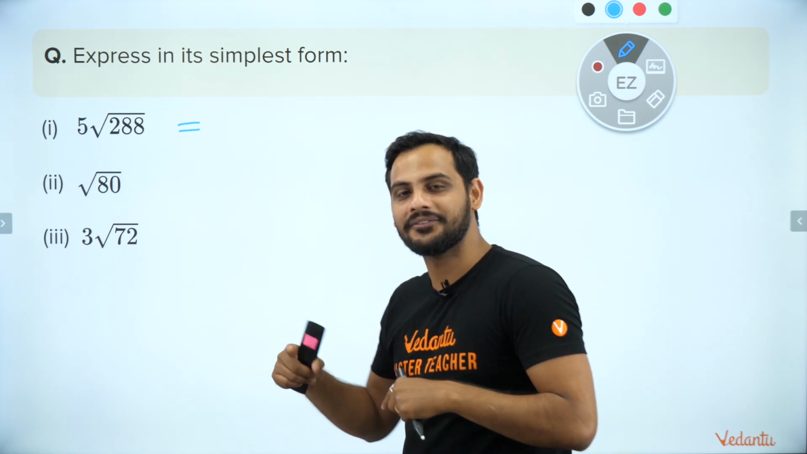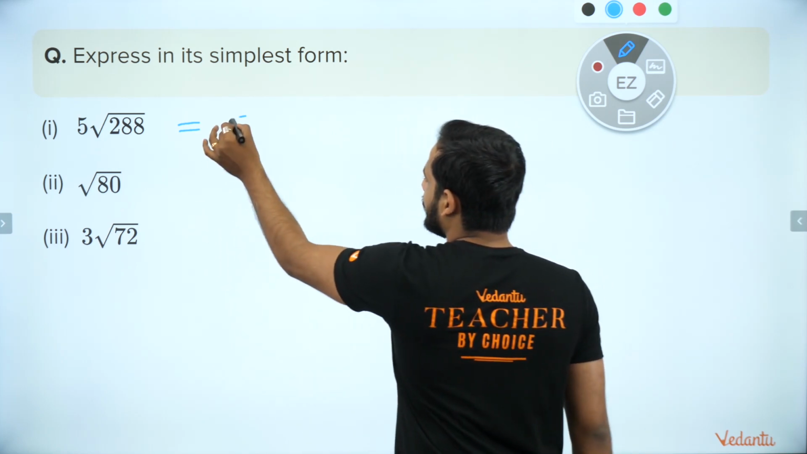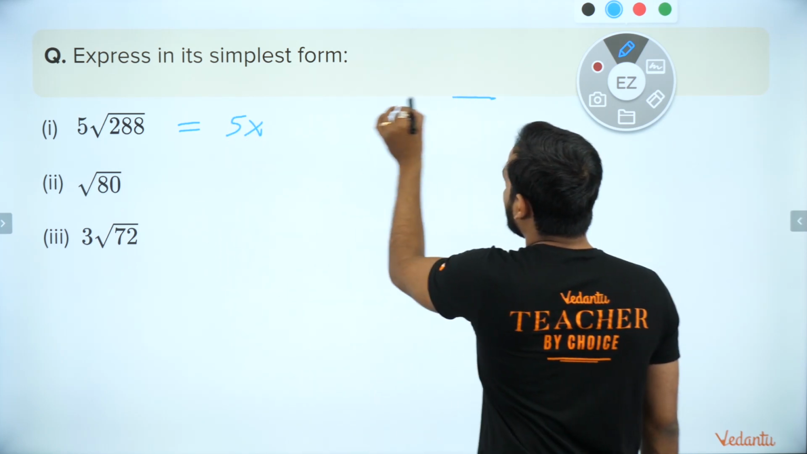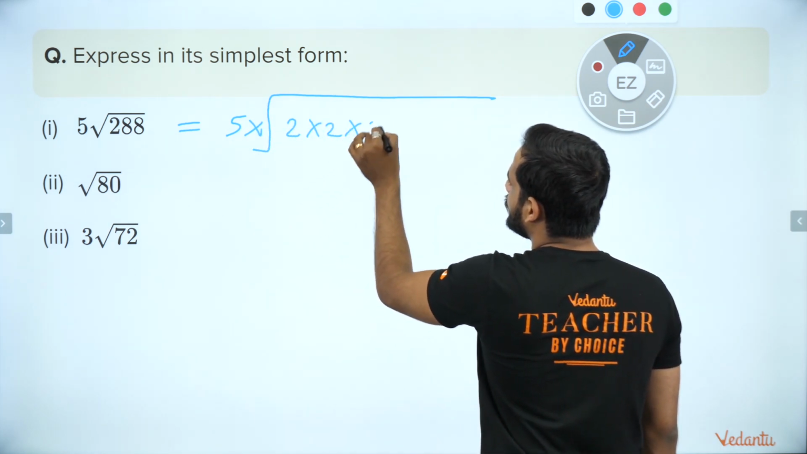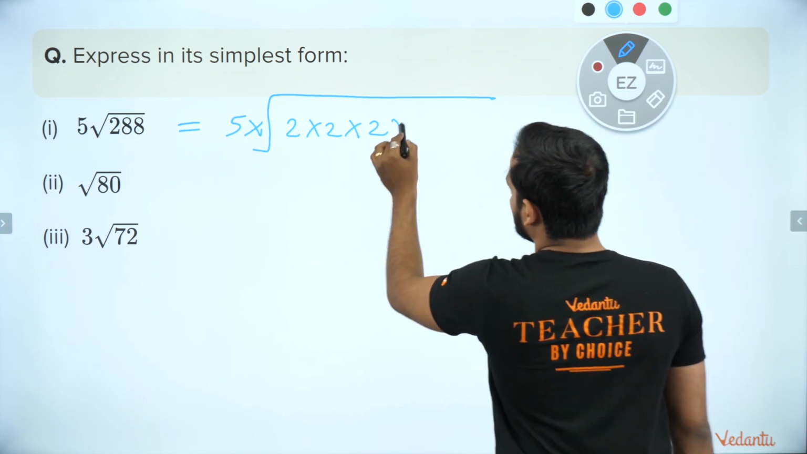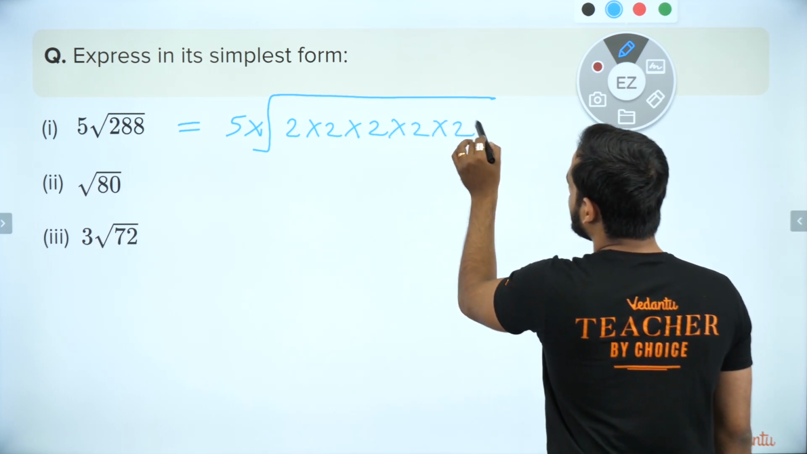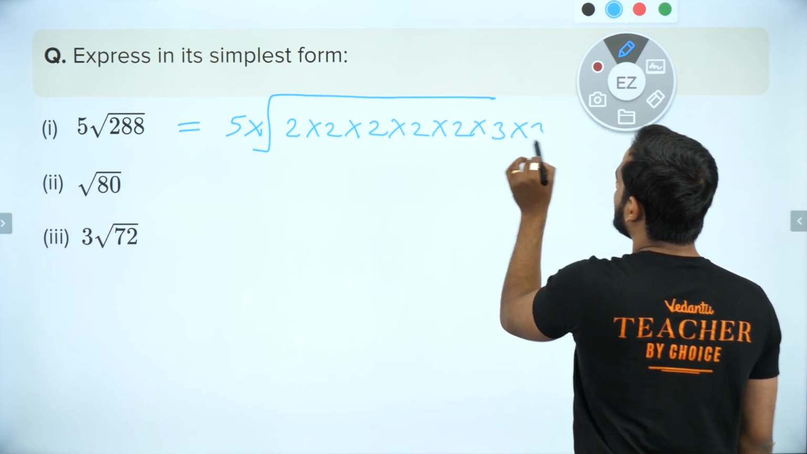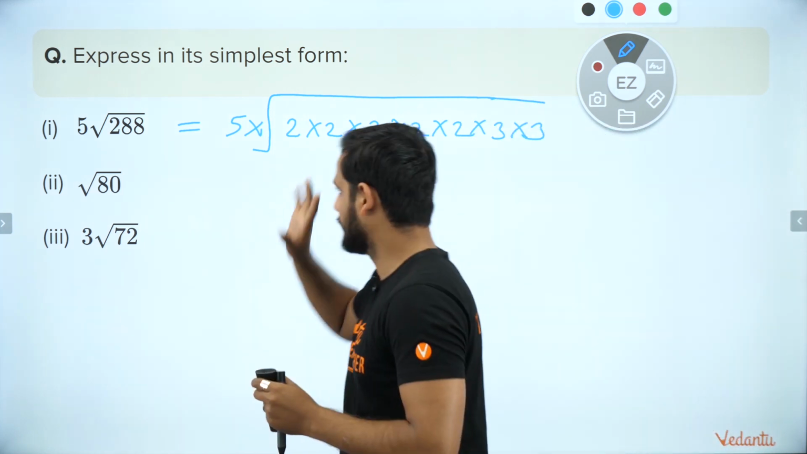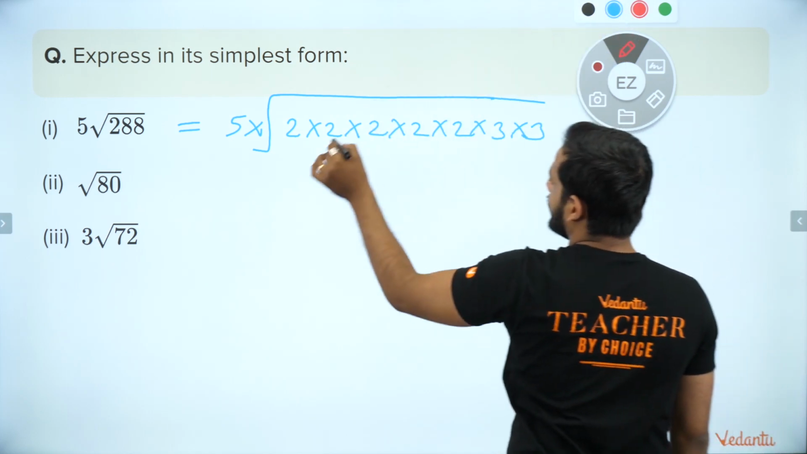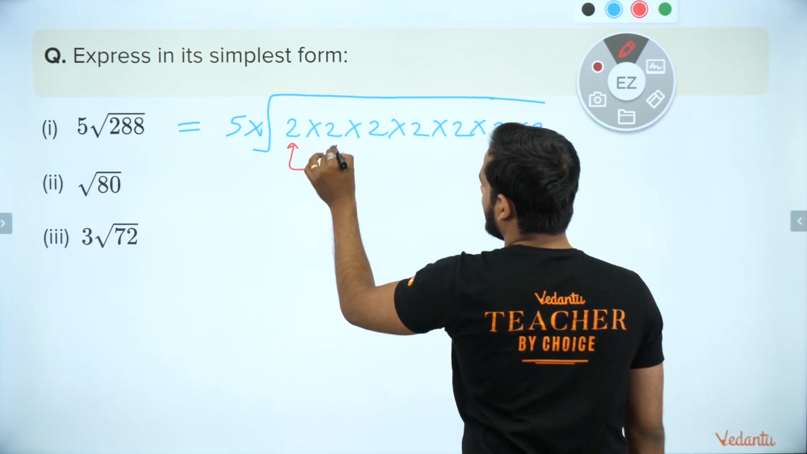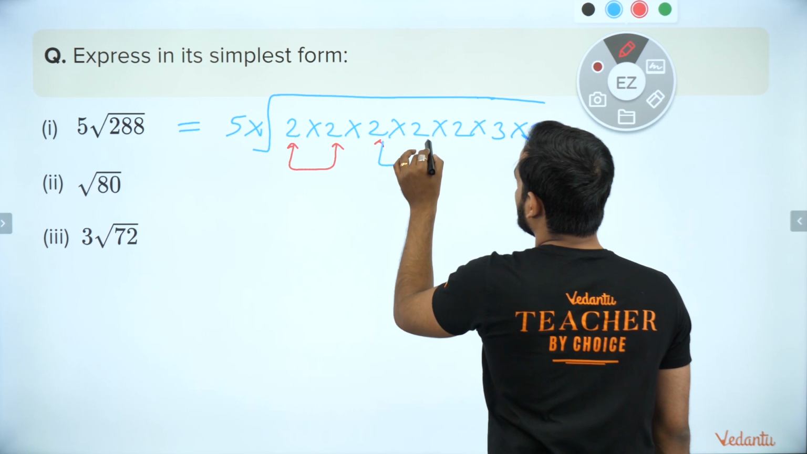So root 288, if we do the prime factorization, you will get 5 into square root of 2 into 2 into 2 into 2 into 2 into 3 into 3. Let us check whether it is correct. Yeah, correct, right? So now let us take the pairs out. This will come out as one pair. This will also come out as one pair.